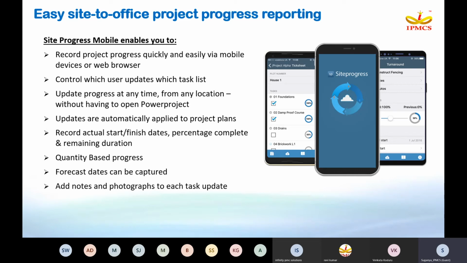Using the mobile application, you can update quantity-based progress, not only duration, percentage complete, actual duration and remaining duration. So the site team member can update, for this activity, this much quantity has been completed. Overall 1000 square meters, and as of today, 800 square meters has been completed. We can update quantity-wise. Then we can attach notes and site photographs to each task update.